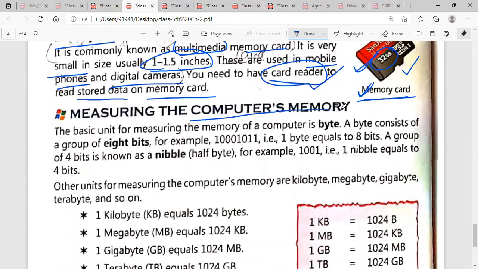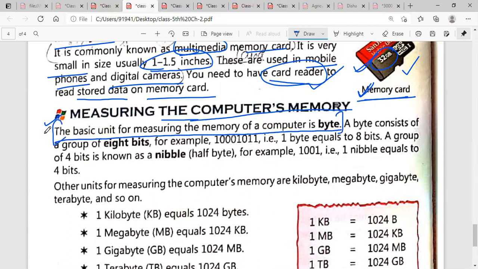Next is measuring the computer memory. Now how can we measure the computer memory? The basic unit for measuring the memory of a computer is byte. We can measure the memory of a computer in terms of byte. 1 byte has 8 bits. And what are bits? Bits means 0 and 1. There are 2 bits which we can use in case of computers.